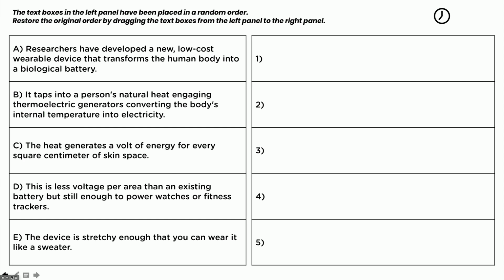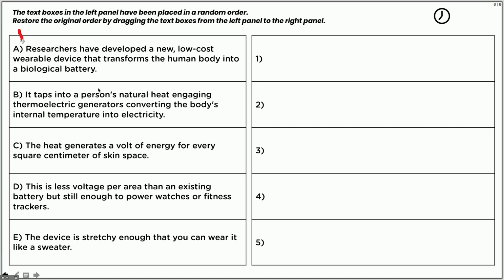Which one is independent? This one's good. I automatically like this one. Researchers, a very clear noun, have developed a new low-cost wearable device that transforms the human body into a biological battery. That one has potential. What about B? It taps in, well, it can't be it, because it is referring back to something, right?